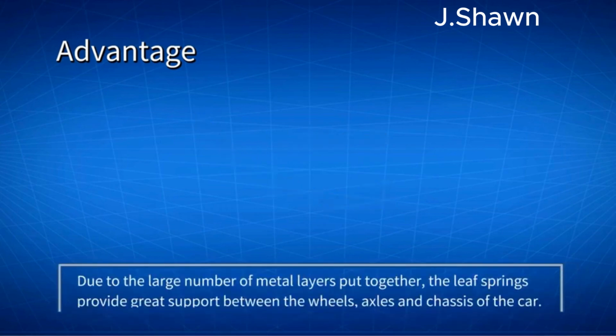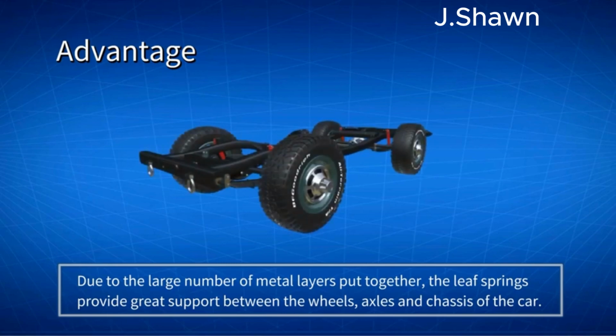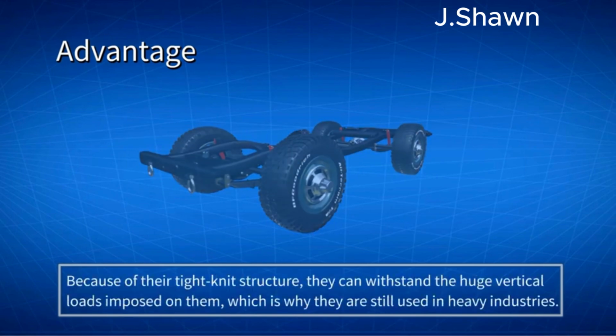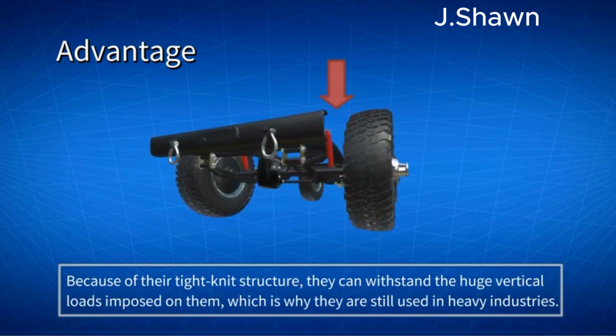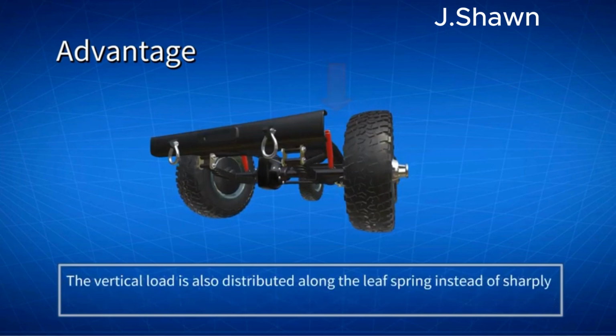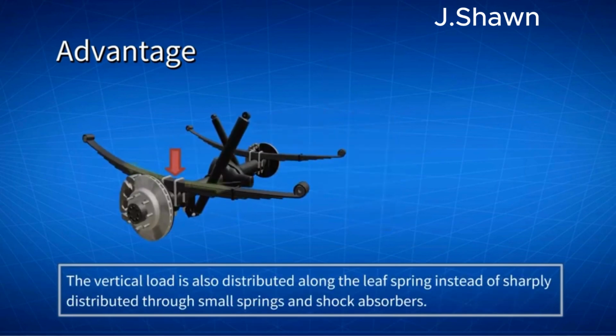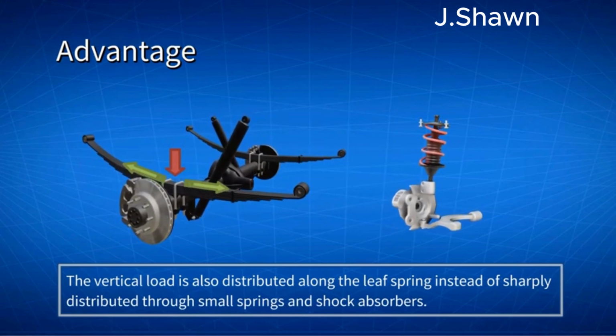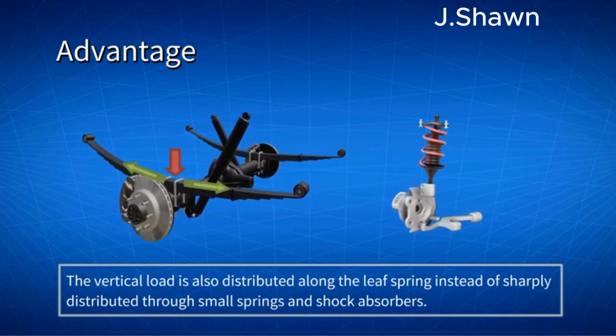Due to the large number of metal layers put together, the leaf springs provide great support between the wheels, axles and chassis of the car. Because of their tight-knit structure, they can withstand the huge vertical loads imposed on them, which is why they are still used in heavy industries. The vertical load is also distributed along the leaf spring, instead of sharply distributed through small springs and shock absorbers, which may generate too much concentrated force that the suspension cannot handle.